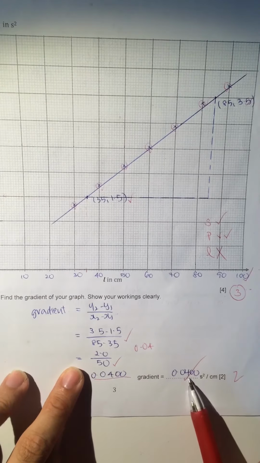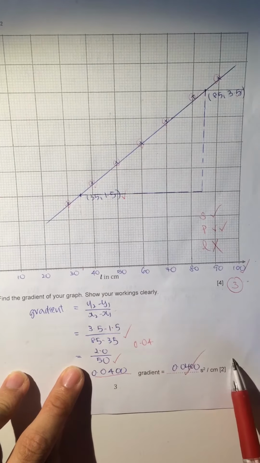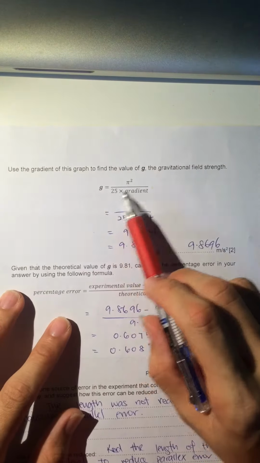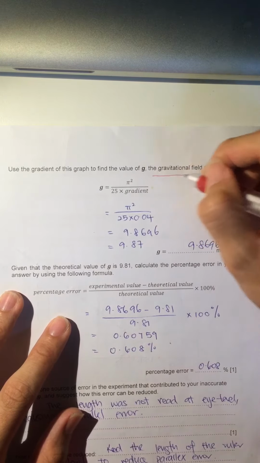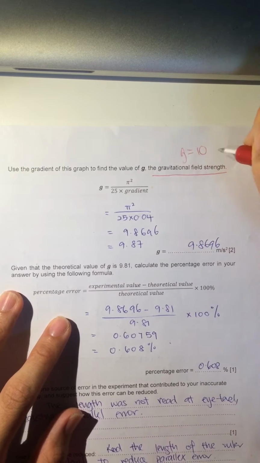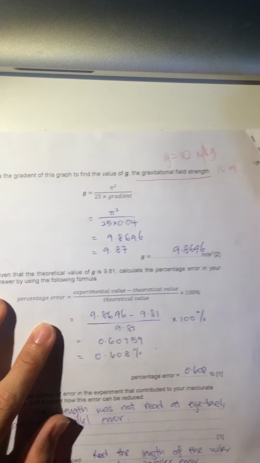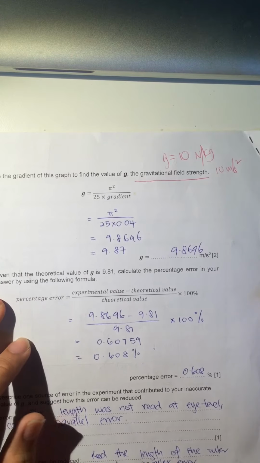Your value may not be near this, okay, as long as you've done it correctly, you'll be getting the full marks for this portion. Okay, let's look at the last portion. I'm asked to go and find the value of g, which is the gravitational field strength. In class, we learned that g is equal to 10 Newton per kilogram, or 10 meter per second square. So roughly in my mind, my value should be about 10.